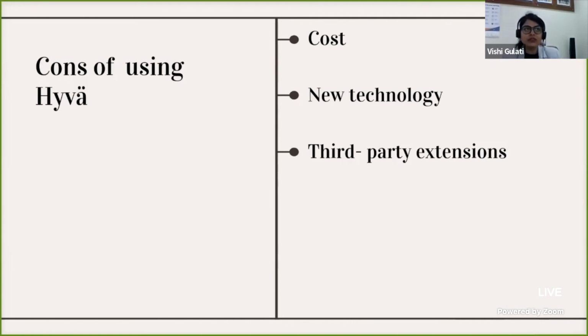The second one is new technology. It's using Alpine and Tailwind, so initially it may be painful for us to learn those technologies. Third is third-party extensions. Since we use third-party extensions, we don't know whether a compat module is available or not. But the way they are working, maybe in the future this will be solved as well.